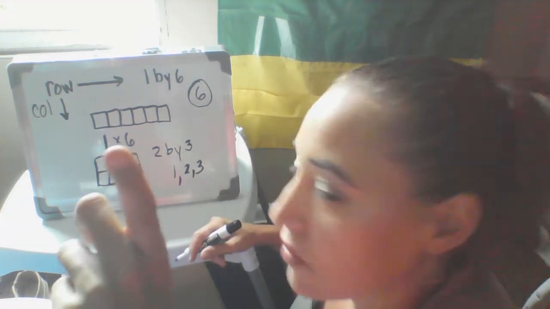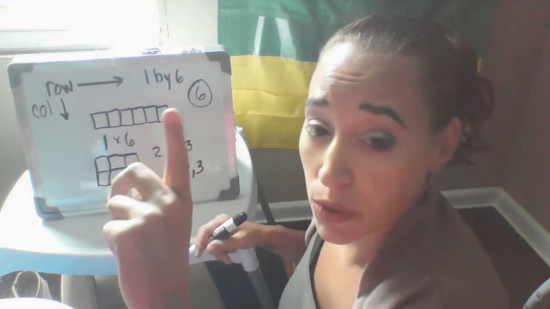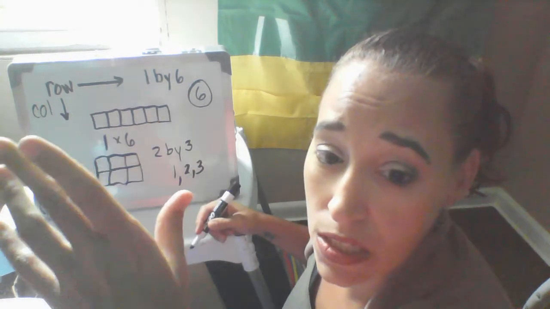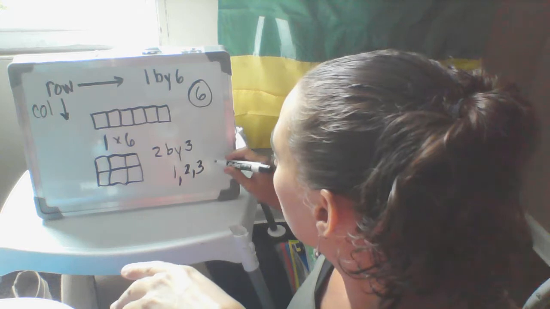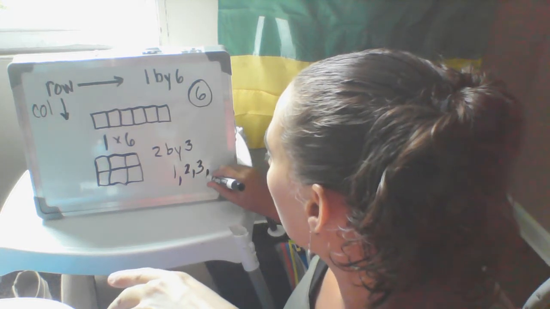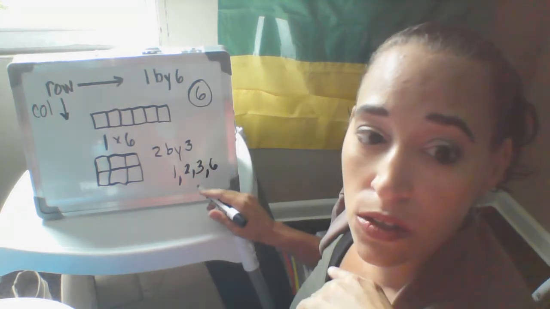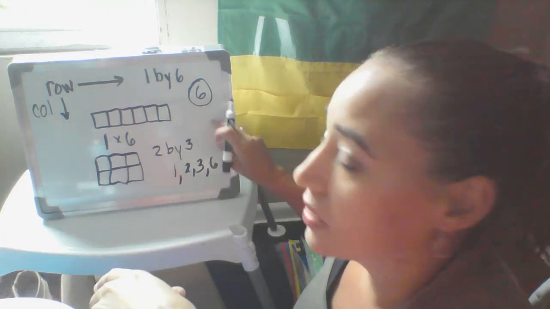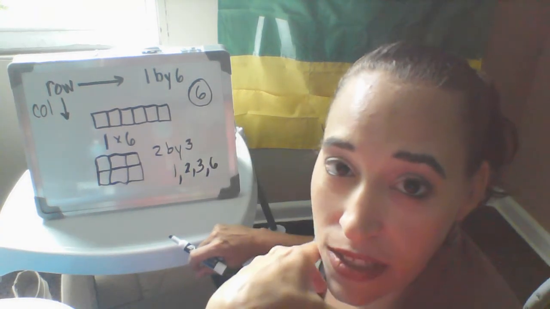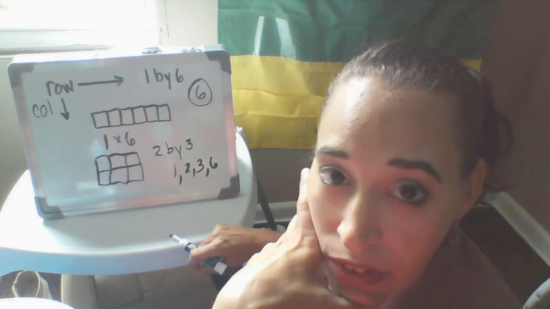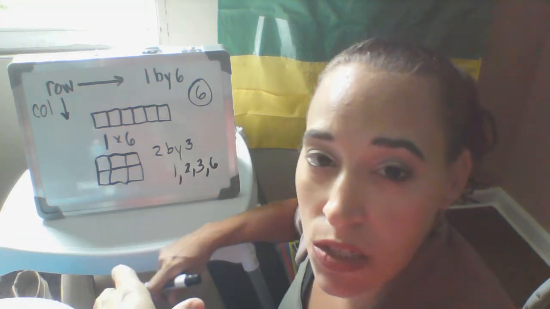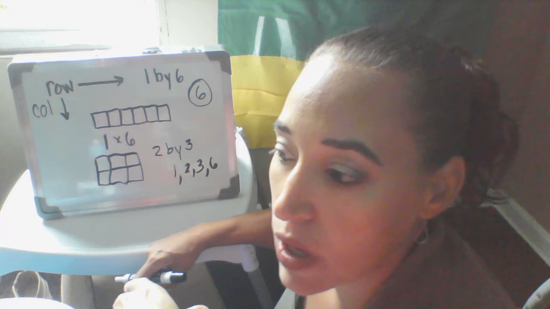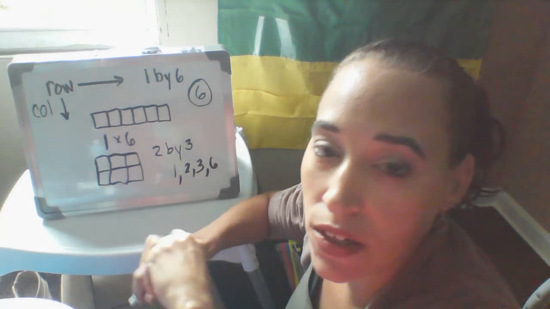So we know you can't have 4, you can't have 5, but we do have 6 because 6 goes into 6 one time with no remainder. So we have 1, 2, 3, and 6. 1, 2, 3, and 6 are all factors of 6. That's how I figured out the factors of 6. Later in other lessons, we're going to figure out another way to figure out the factors of a number.